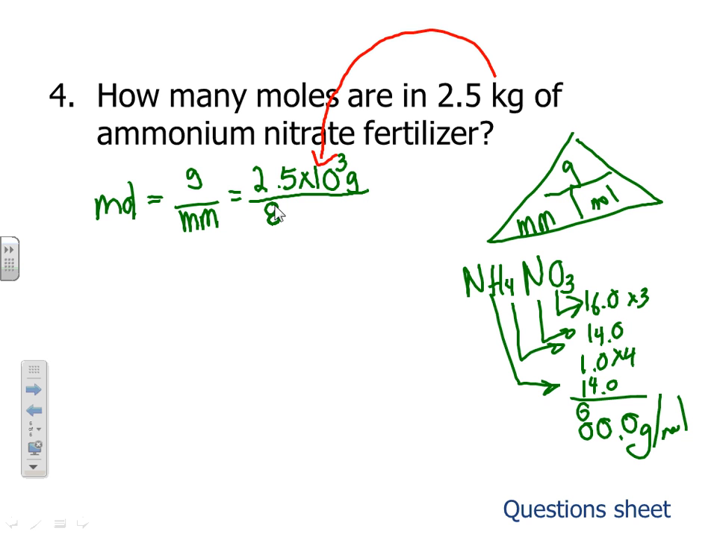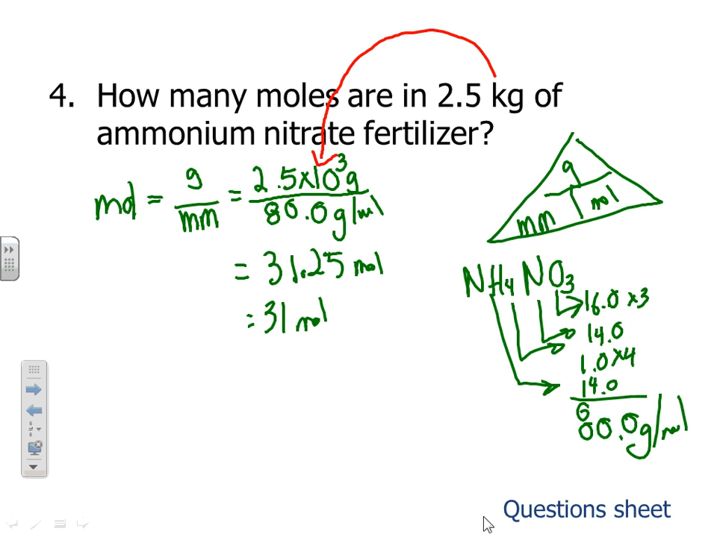Molar mass, 80 grams per mole, and now we're ready to calculate. Again, using our proper scientific notation on the calculator, 2.5 EE or EXP, 3 divided by 80 equals, and I get 31.25, right? 31.25, and that is moles, but there's only 2 digits there, so we're only going to keep these first 2 digits. 31 moles, all right?